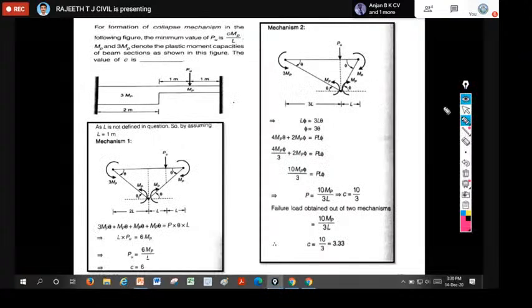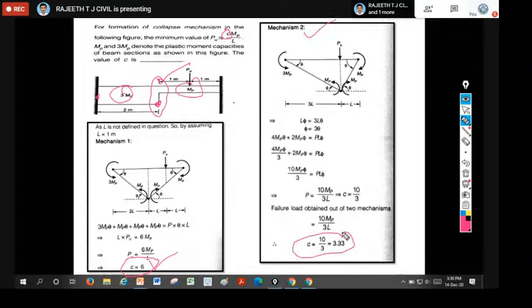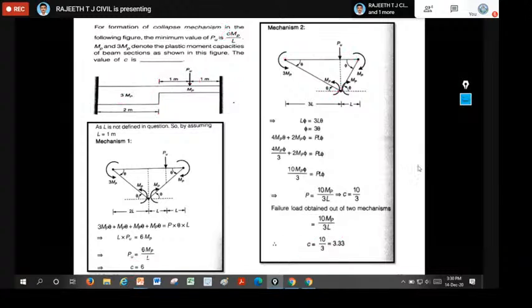Here we have one more problem with different cross sections: 3 Mp capacity here and Mp capacity here. At this section we get one more plastic hinge. This is also one of the previous year GATE problems. Whichever is the least collapse load factor C, that is your answer. In the first case, under the load cross section you get plastic hinges at supports, and the C value is 6. If you go for mechanism 2, you get 3.33, with plastic hinges under the point load and at supports. Both are fixed supports here. If you consider that condition, you get C as 3.33, which is your answer.